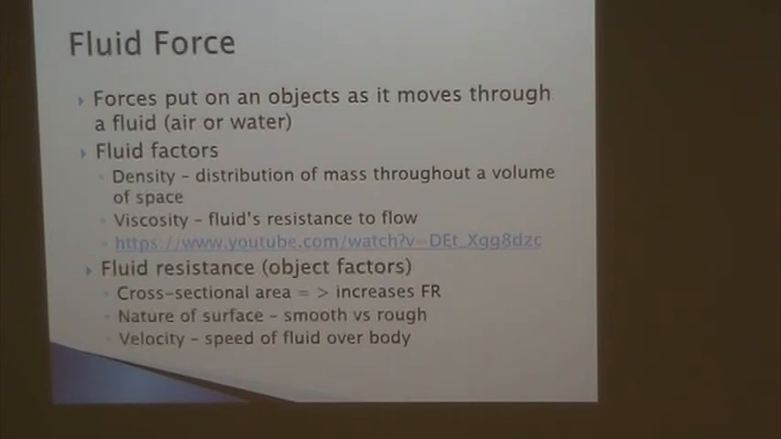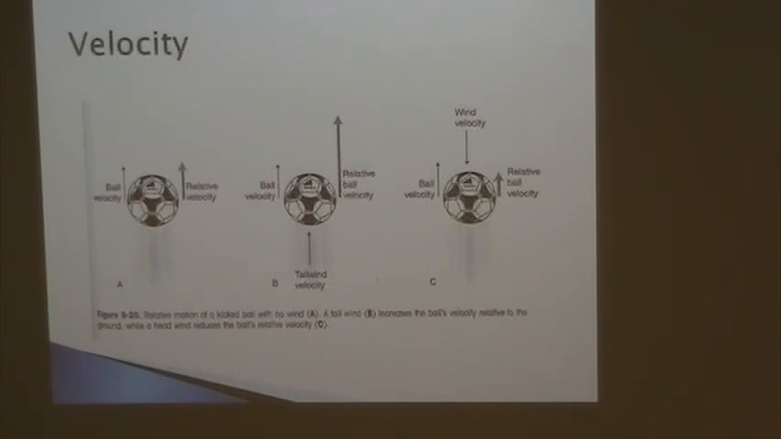Velocity. Velocity of the fluid over the body. That provides a resistance. Okay, so it's the speed of the fluid over the body. So, here we have a soccer ball. Over here, soccer ball A. This is a ball that's traveling through the air when there is no wind. The velocity of the ball is the velocity that it's traveling.